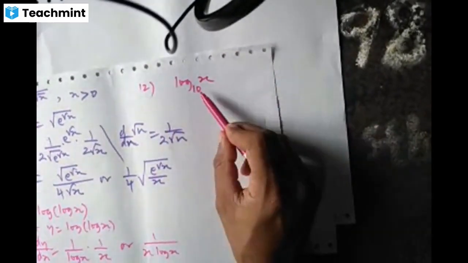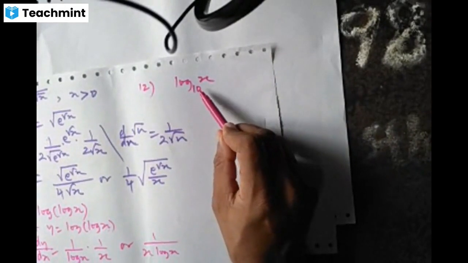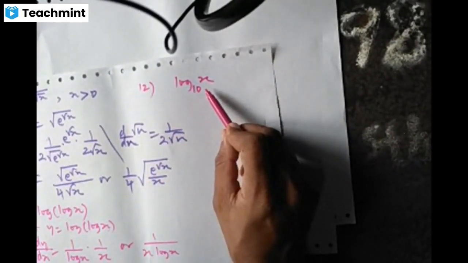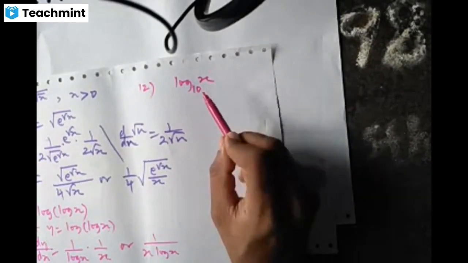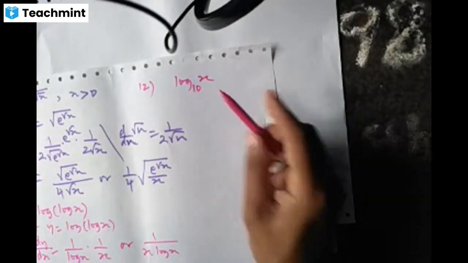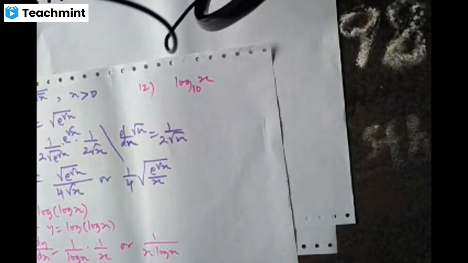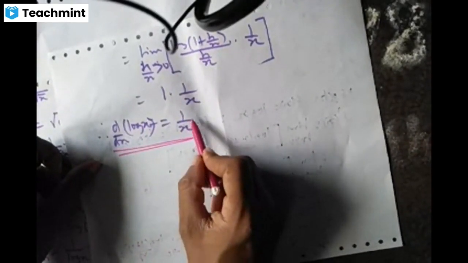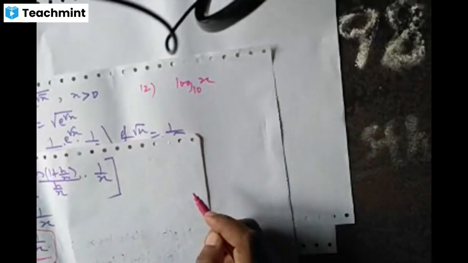See here the base is 10, it is not e. This is not natural logarithm, it is logarithm to the base 10. But we know the derivative of log x to the base e, correct? The derivative of log x to the base e is 1 by x. We have to use this to find the derivative of log x to the base 10.